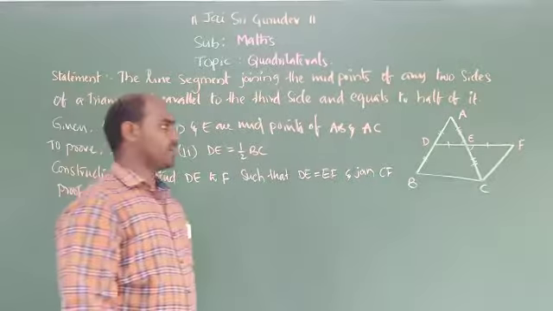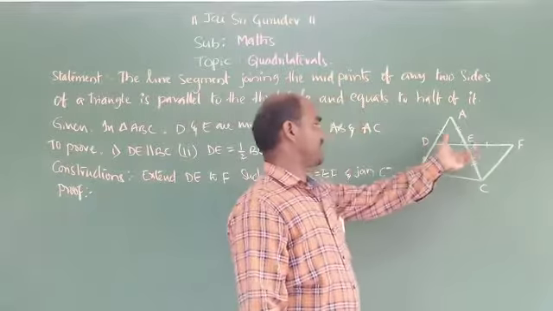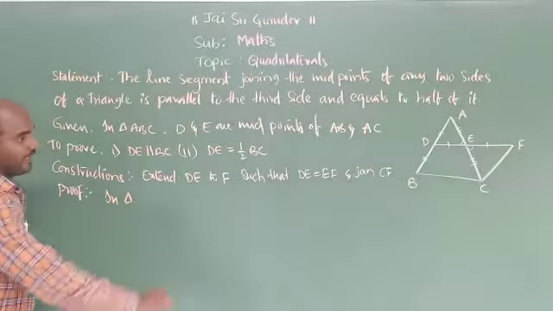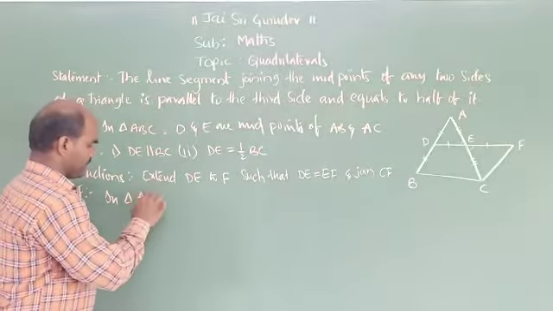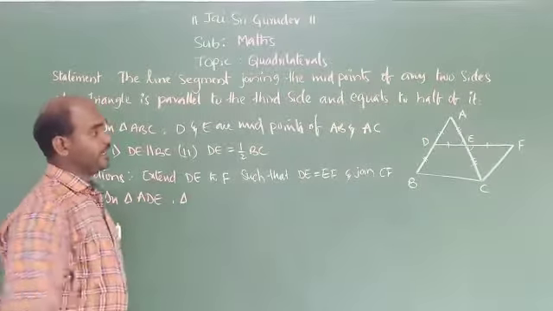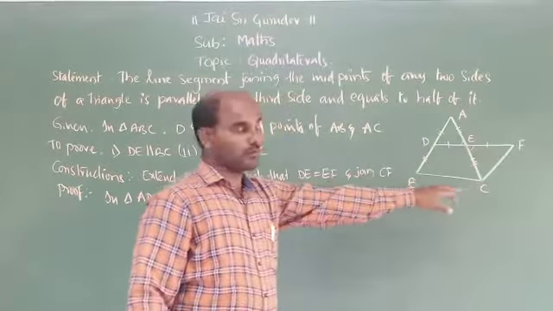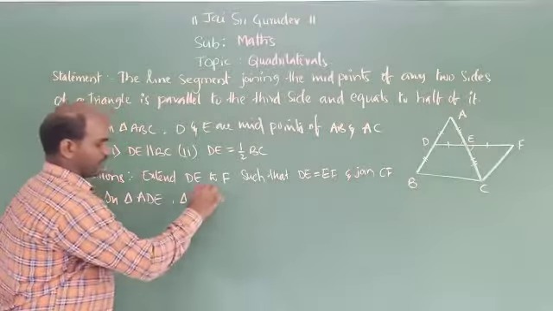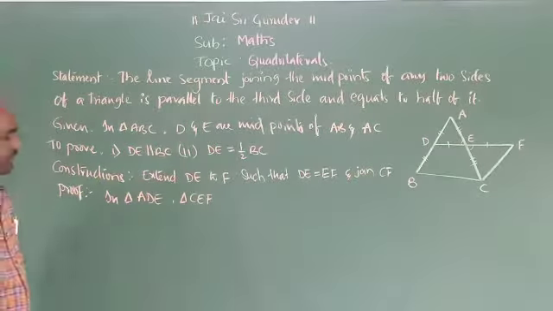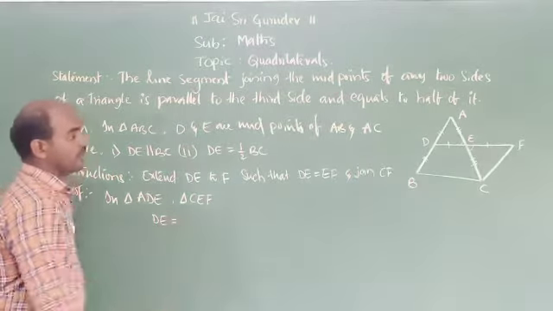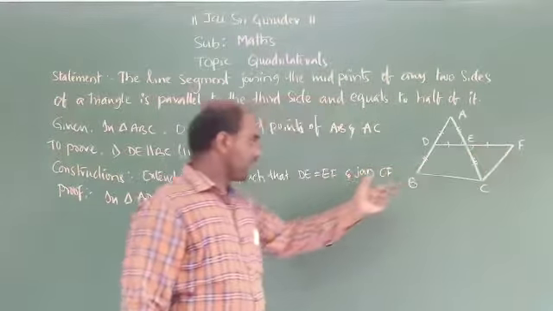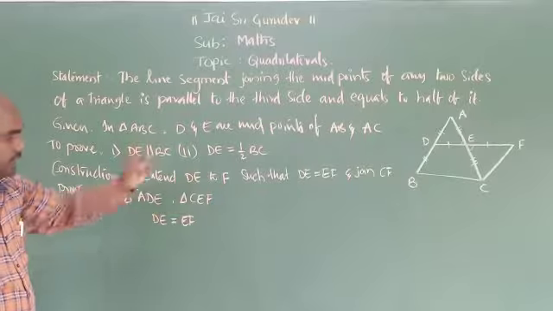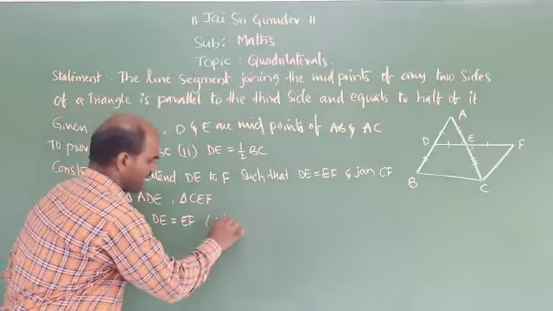Okay, so while going for the proof, it will become this. Now we are observing this triangle. What does that mean? In triangle ADE and triangle CEF, these two triangles have to be observed. In triangle CEF, DE is equal to EF. Essentially, that is by construction.